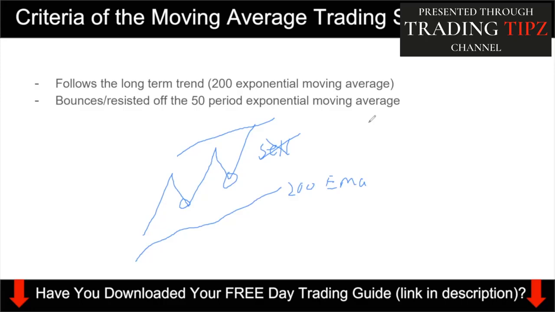Now, criteria number two is that we are going to use another exponential moving average, which is the 50 period exponential moving average. You want to see price bounce off. So you have the 200 moving average, and then you have the 50 period moving average. You want to see price come to the 50 period moving average and bounce off. This is a bullish example.